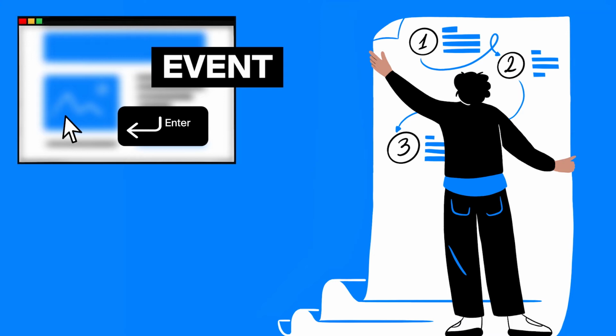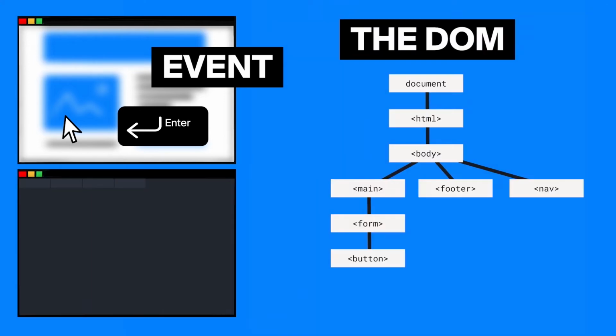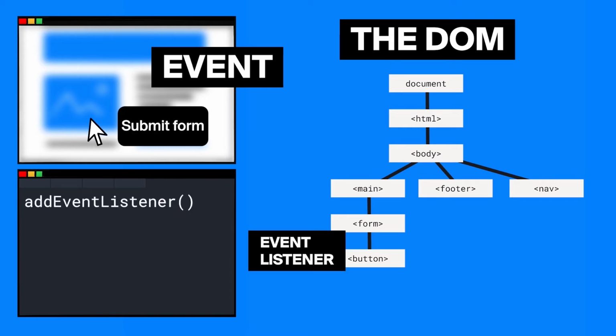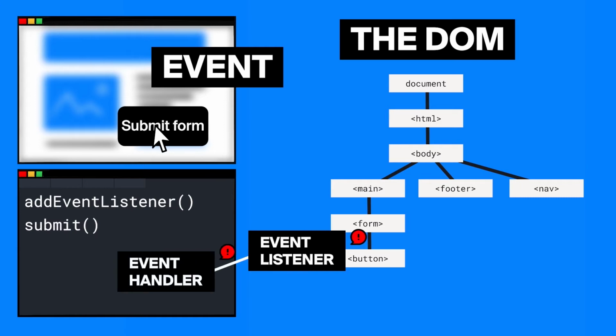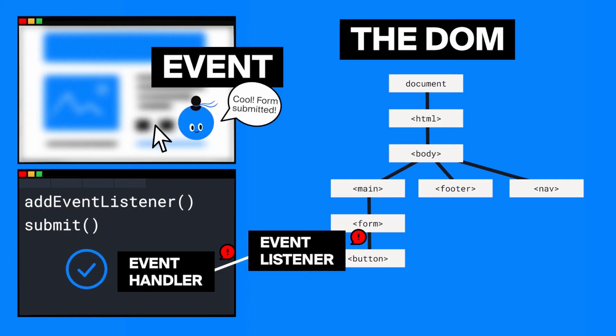We can listen for events by adding so-called event listeners to DOM nodes via the appropriately named addEventListener method. When our listener hears an event, it will call a function which is referred to as an event handler. Finally, the event handler will perform some action in response to the event. I'm sure that all sounds rather abstract, so let's take a look at an example.